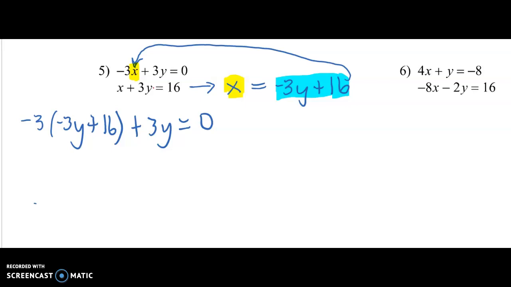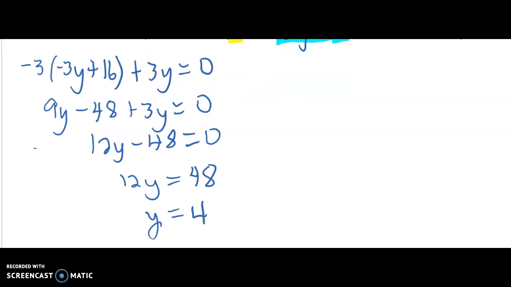This gives us an equation with nothing but y's. So we are left with trying to solve for y. We've got to simplify that left side. All right, so when we solve for y, we get y is equal to 4. Now we do have a solution for this system, and half of that solution is y equals 4. So we need to find the other half.